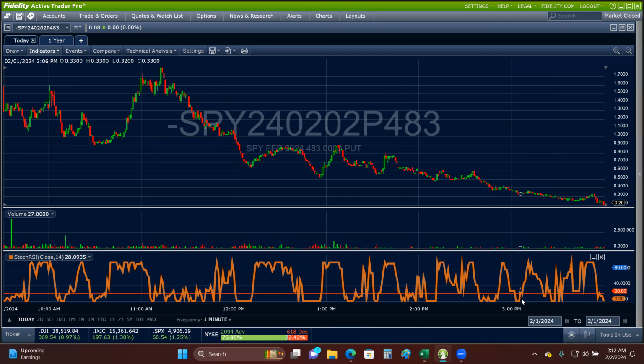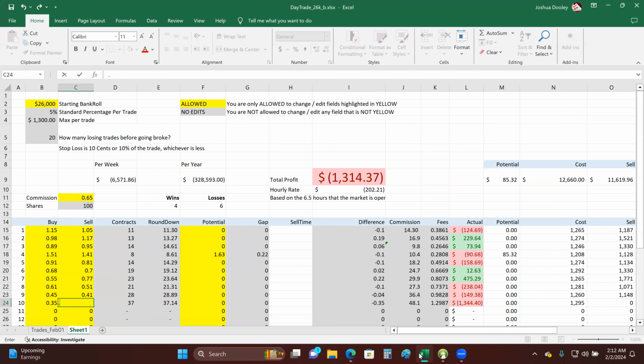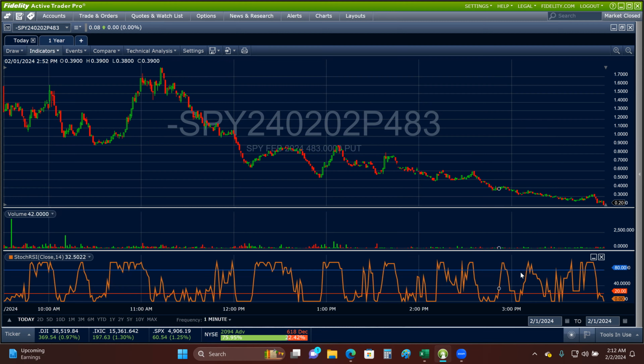Drops a little bit to 31. Doesn't hit a stop loss. Comes back up here. Peaks. Right, hits 100, and you have a high of 37 cents. Again, 2-cent gain. Not a lot, but we'll take it.